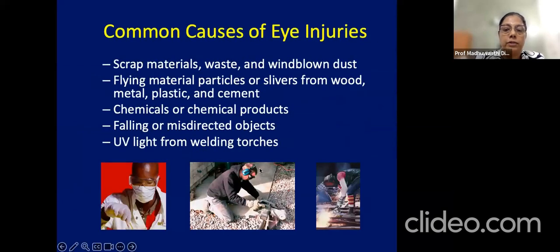Going into the causes, the common causes of eye injuries as studied by many research studies, foreign bodies in the eye are one of the commonest eye injuries. So what are these things that can cause them? It can be scrap material, waste, wind-blown dust, or flying material, particles from metal, plastic, or cement, or chemicals or chemical products, or falling or misdirected objects, as well as UV light from welding torches.